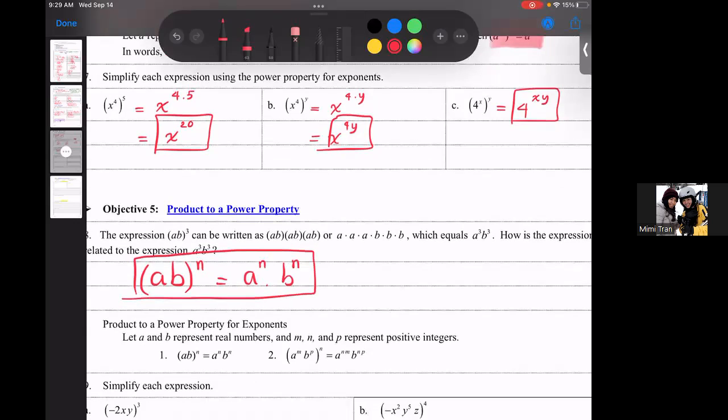Now, a little bit more complicated, just slightly more, I'm going to have a power on a and b inside as well. So say a to the m, and then b to the n, and then outside I have little p. Same rule, always the same rule. You distribute the p to the n, the p to the m. So a to the np times b to the np.